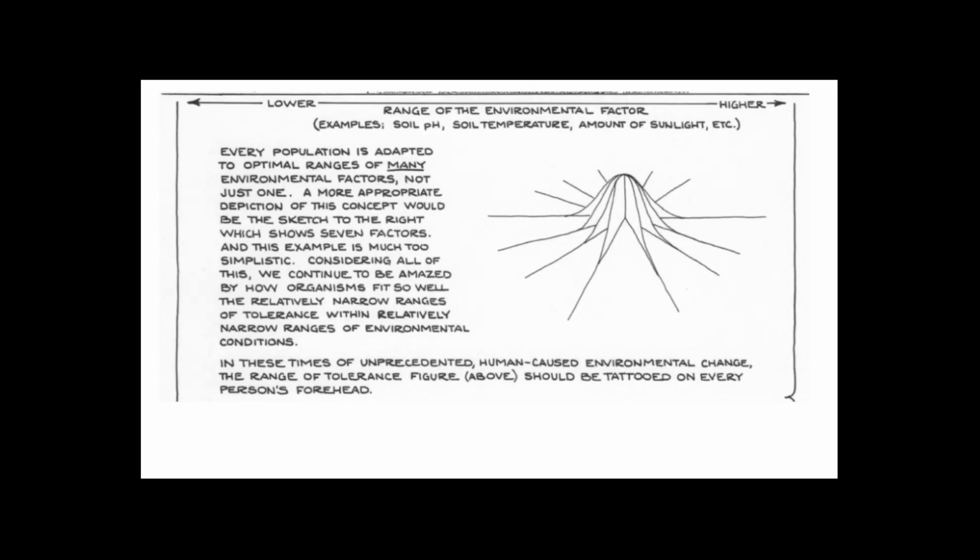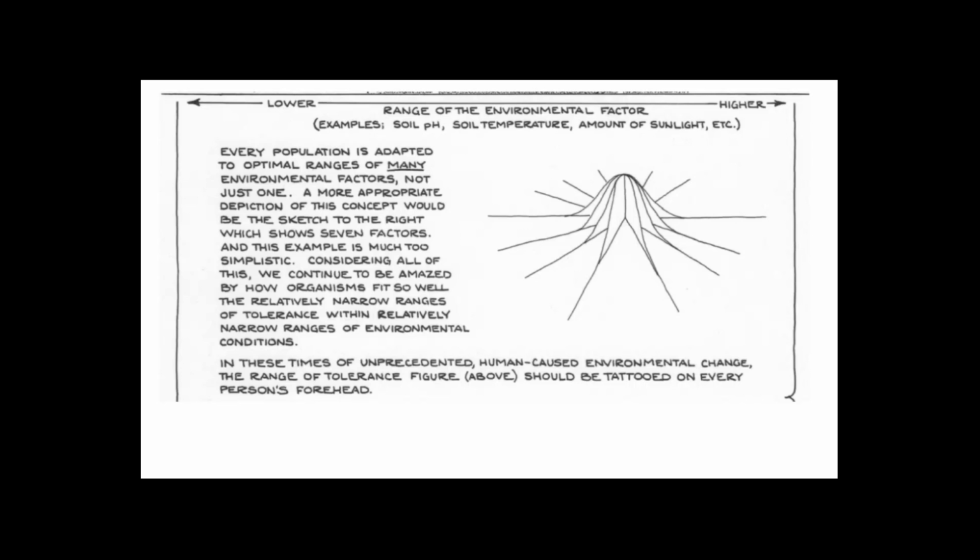So a more appropriate depiction of this concept would be the sketch onto the right, which shows 7 factors. And this example is much too simplistic. Consider all of this. We continue to be amazed at how organisms fit so well within relatively narrow ranges of tolerance within relatively narrow ranges of environmental conditions. The fact here is really, as I said, there is a wide range of different conditions, and if one or two of them change, then the population of that organism is going to fall drastically.